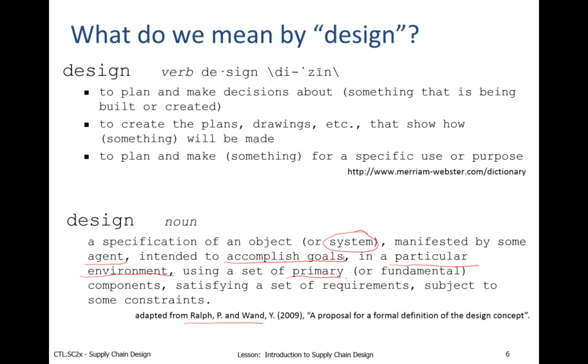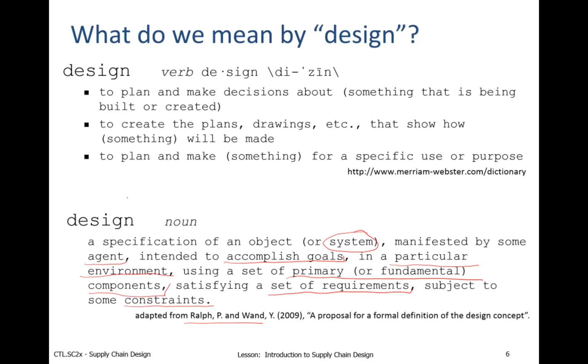We use a set of primary or fundamental components. That's everything we learned in SC1X. So the fundamental ways of how you forecast, how you manage inventory, how you move product, all of those are building blocks that you use to accomplish your design. Now you do this satisfying a set of requirements, right? You have to meet that objective, and it's subject to constraints because we live in the real world. You don't have infinite budgets and infinite time. So you have constraints to satisfy requirements using your basic building blocks, and this is what you do in a design.